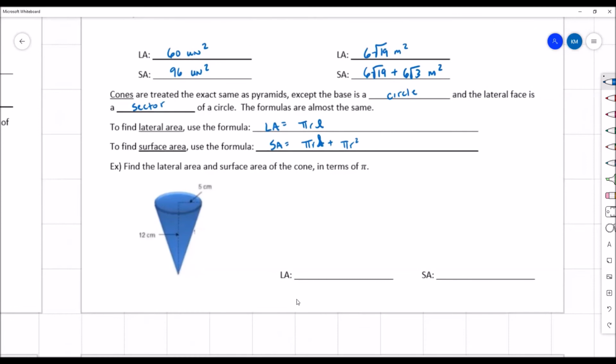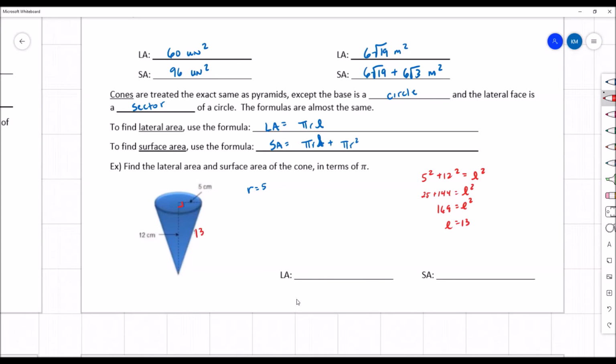Okay, so here it says find the lateral area and surface area of the cone in terms of pi. The two unknowns we care about are our radius and our slant height. So we need to know our radius. It's 5. They told us that. 12 is our altitude, so we need to find our slant height. Again, this is going to be a right triangle. So 5 squared plus 12 squared should give us our slant height squared. 25 plus 144. Our slant height here is going to be 13.